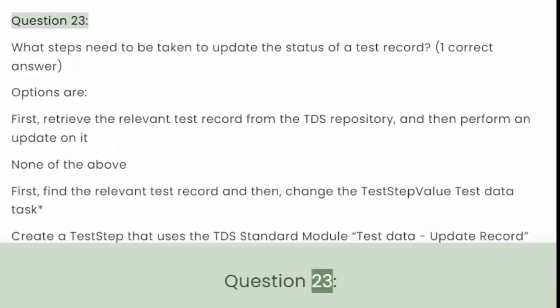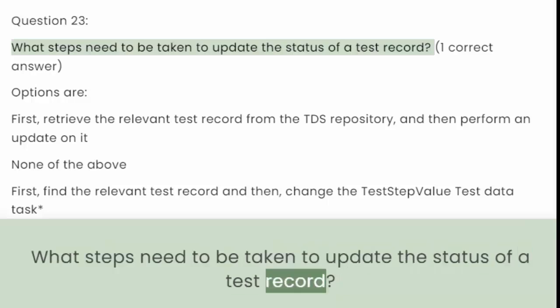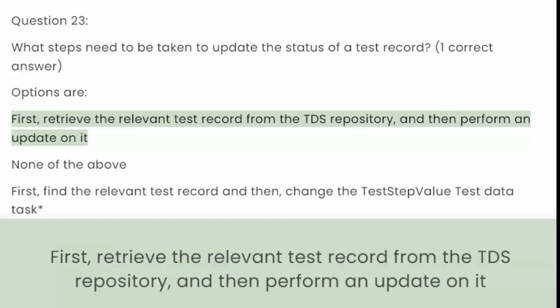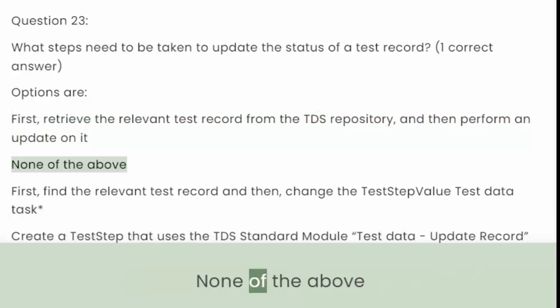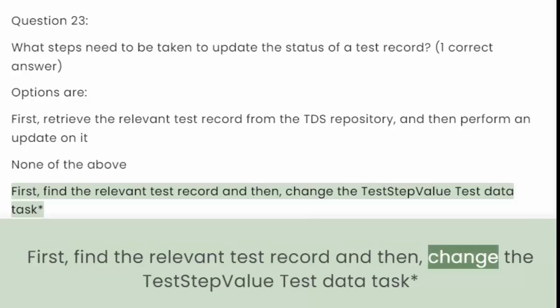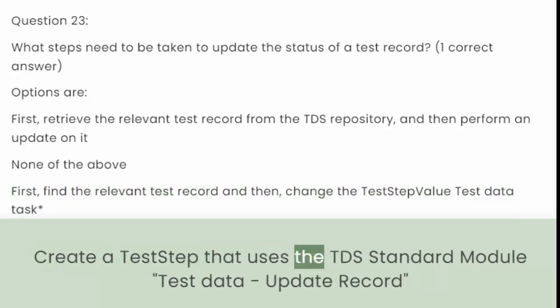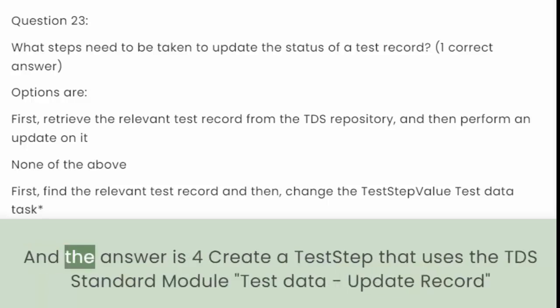Question 23. What steps need to be taken to update the status of a test record? Options are: first, retrieve the relevant test record from the TDS repository, and then perform an update on it; none of the above; first, find the relevant test record and then change the test step value test data task; create a test step that uses the TDS standard module, test data, update record. And the answer is 4. Create a test step that uses the TDS standard module, test data, update record.